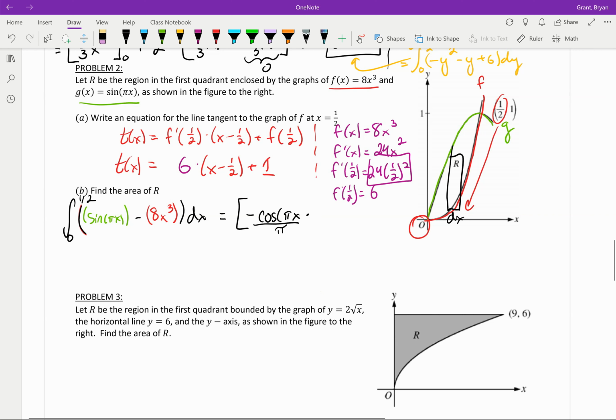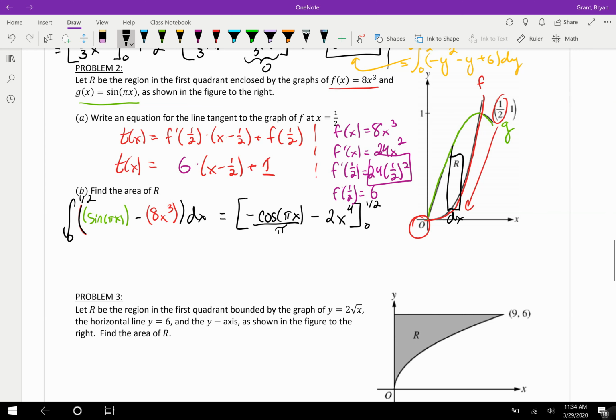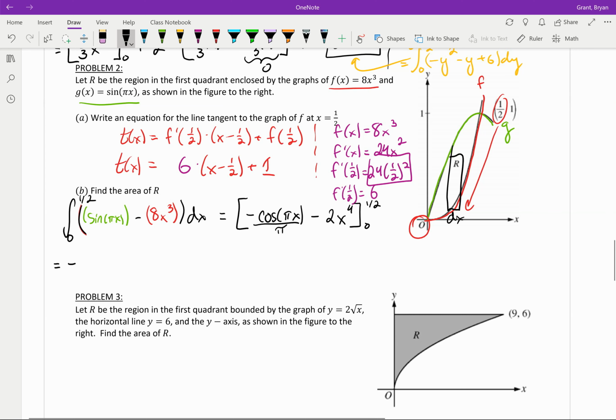Okay, and then the second one should not be too bad, right? Our antiderivative of 8x cubed, well, we need to add 1 to the power, and then 4 times what is 8? 4 times 2 is 8, and then we're going from 0 to 1/2. Okay, let's see, how can we make this a little nicer? I'm going to go ahead and take the negative out of all of this, and then let's plug everything in. So now everything's going to be a positive.